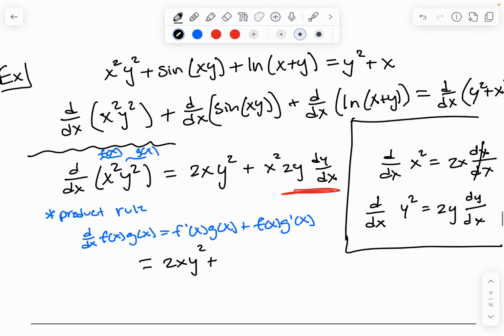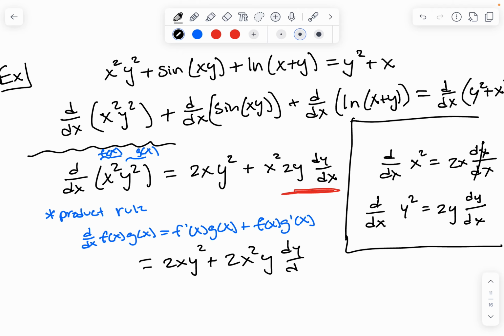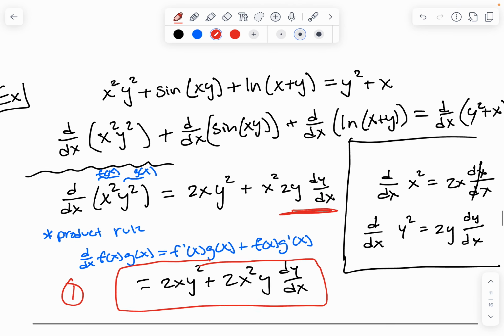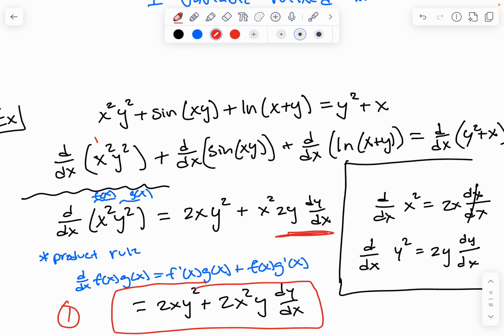Plus 2x squared y dy dx. All right, now I'm going to circle this. So this is, I'm going to say, term 1. I'm going to split this up. This is your 1, this is your 2, 3, 4.